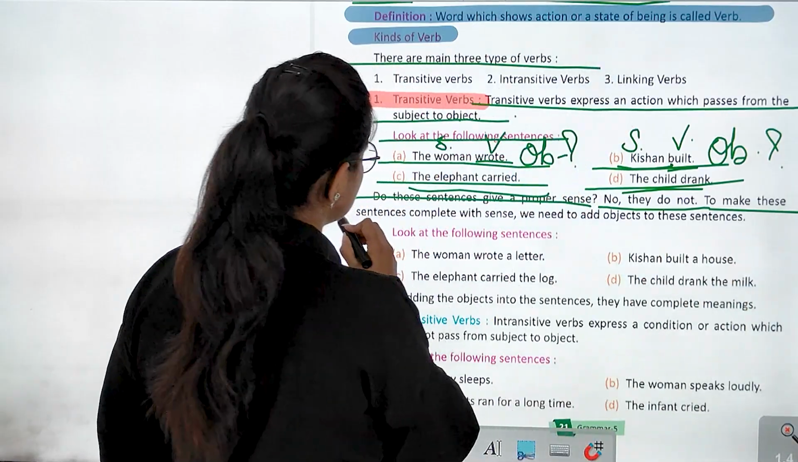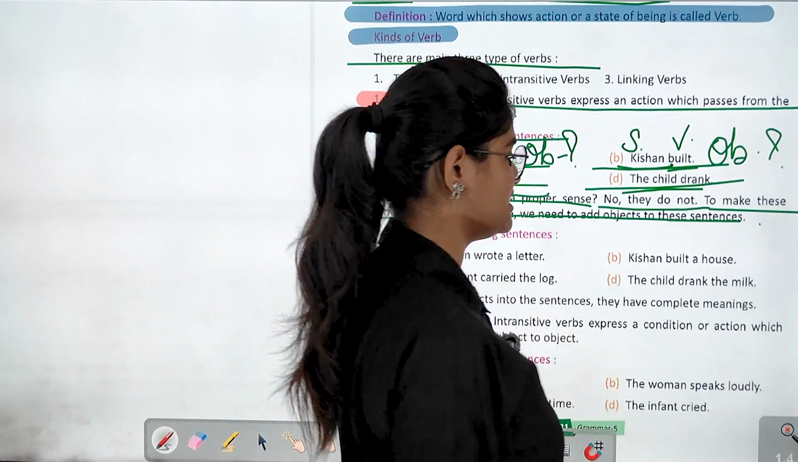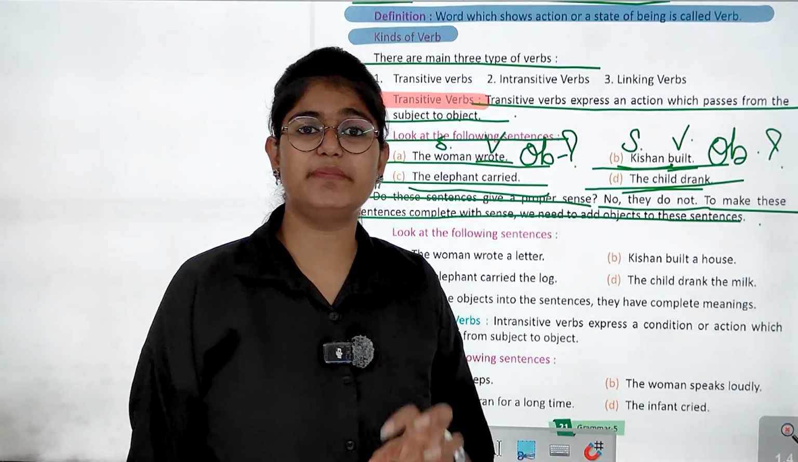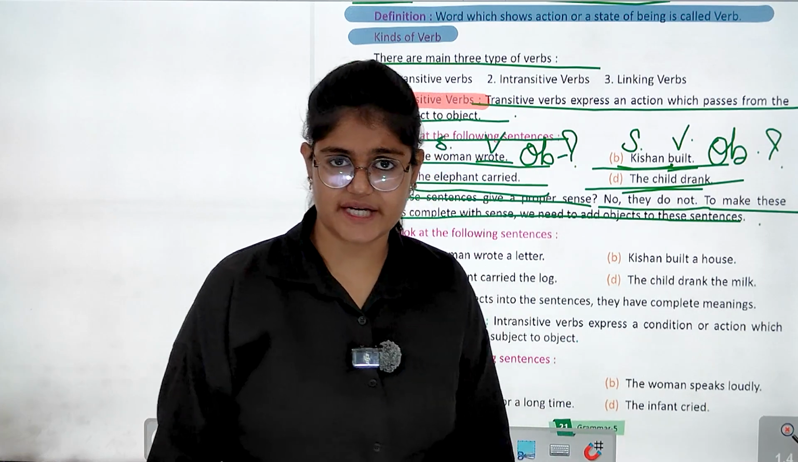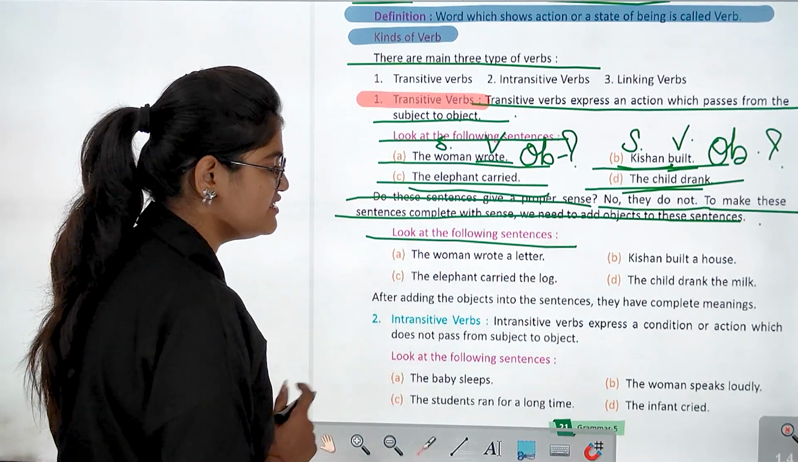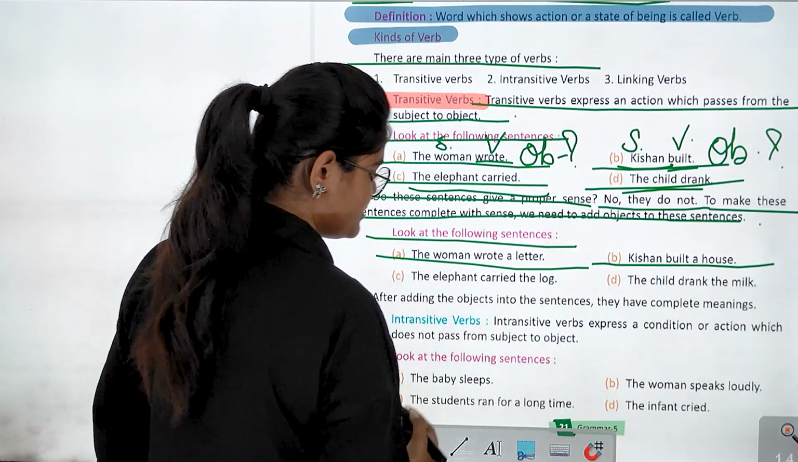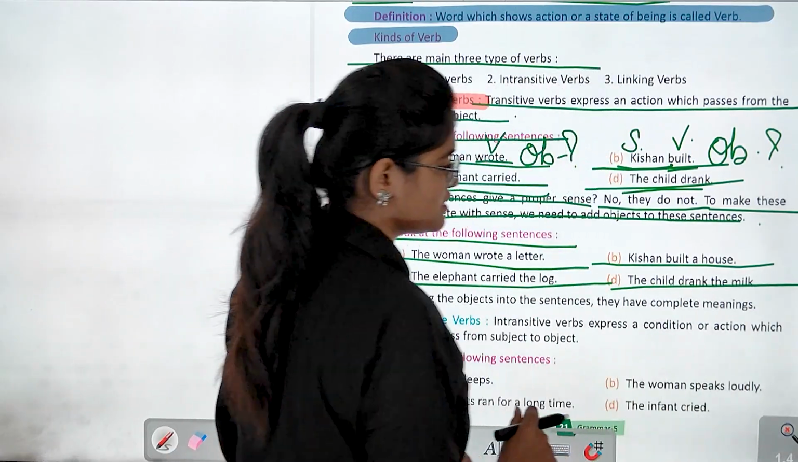To make these sentences complete with sense, we need to add objects to these sentences. तो ताकि हम इन sentences का sense complete कर सके, हम इन sentences को कुछ objects provide करेंगे, right? So look at the following sentences. The women wrote a letter. Kishan built a house. The elephant carried the log. The child drank the milk.